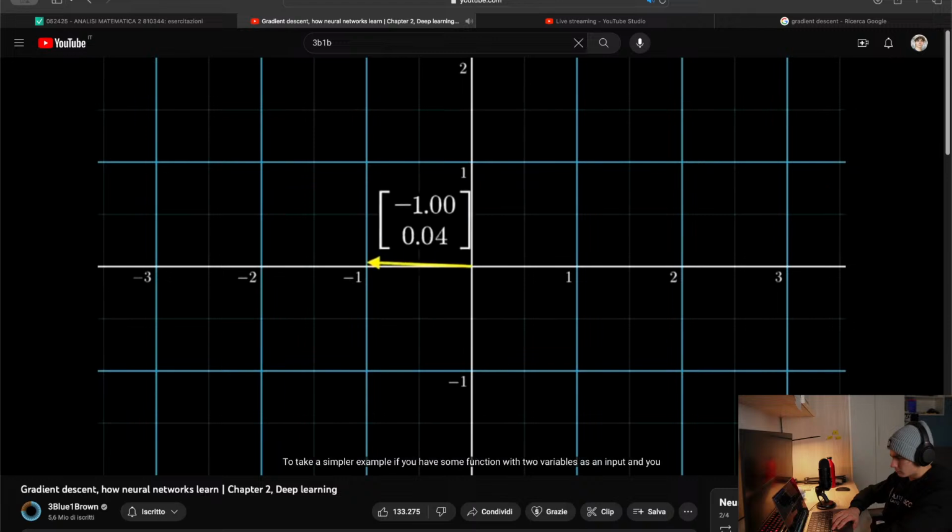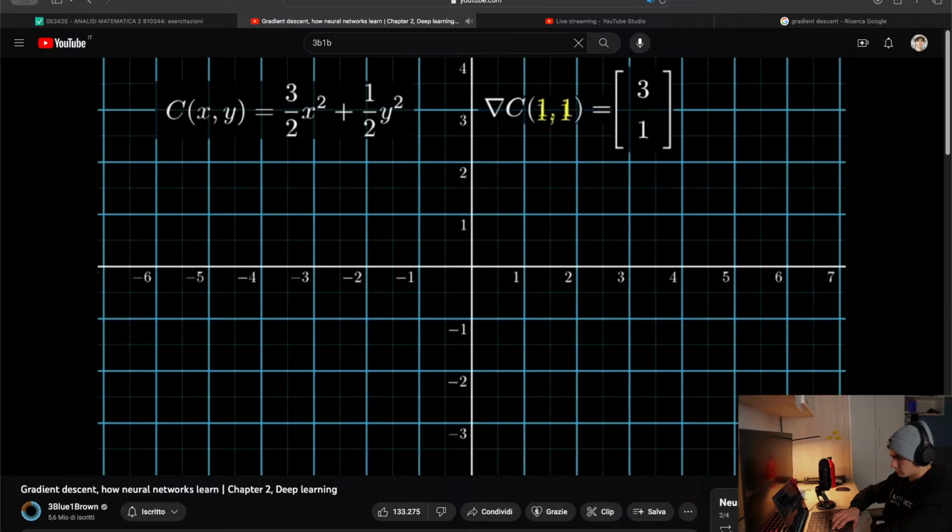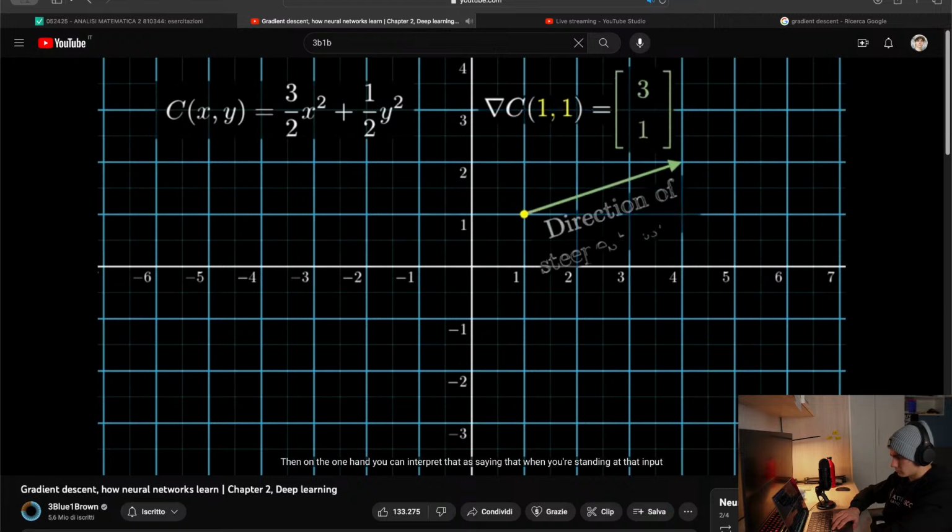To take a simpler example, if you have some function with two variables as an input, and you compute that its gradient at some particular point comes out as 3, 1, then on the one hand, you can interpret that as saying that when you're standing at that input, moving along this direction increases the function most quickly.